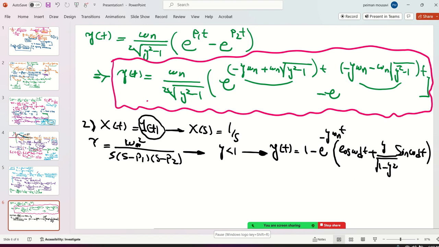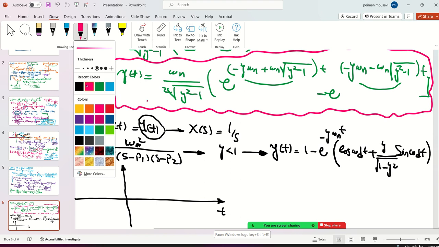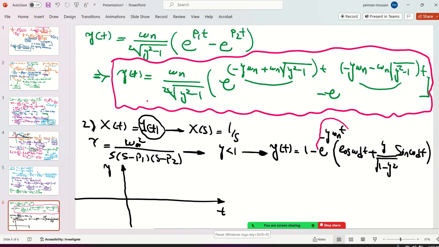Unit step. I'm just plotting everything here for you, because after that I don't want to derive. I just want to derive the final, plot the final answers. y(t). What was the name of this, guys? I told you just now. What's the name of this term? e^(-ζωn t).